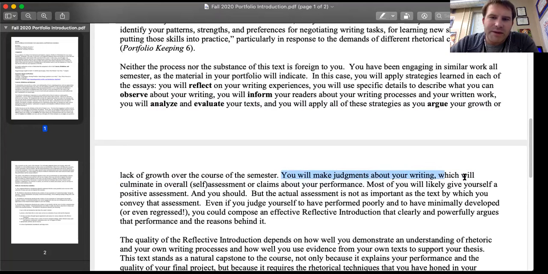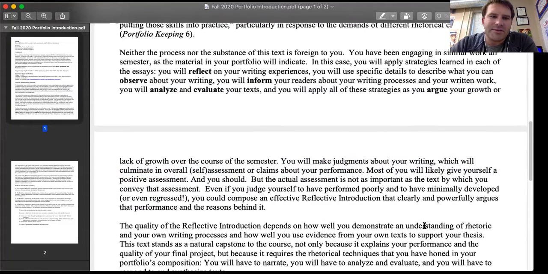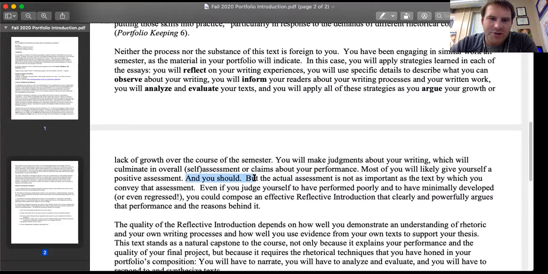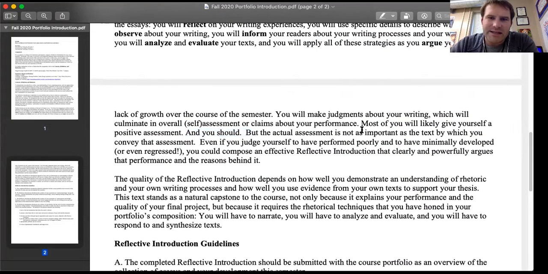You will make a judgment about your writing, which will culminate in an overall self-assessment or claims about your performance. Most of all, you will likely be giving yourself a positive assessment, and you should, but the actual assessment is not as important as the text by which you convey that assessment. If you are judging yourself as having performed poorly, with minimal development or even regression, you could compose an effective reflective introduction that clearly and powerfully argues the performance and the reasons behind it.